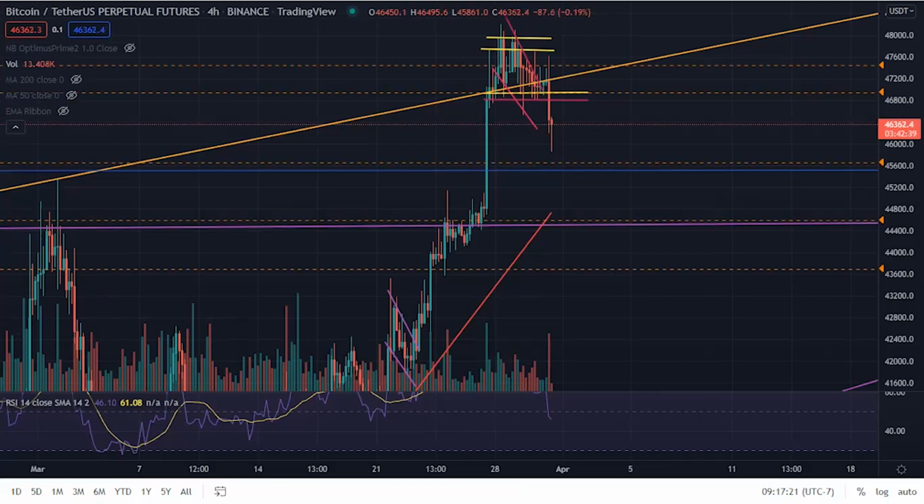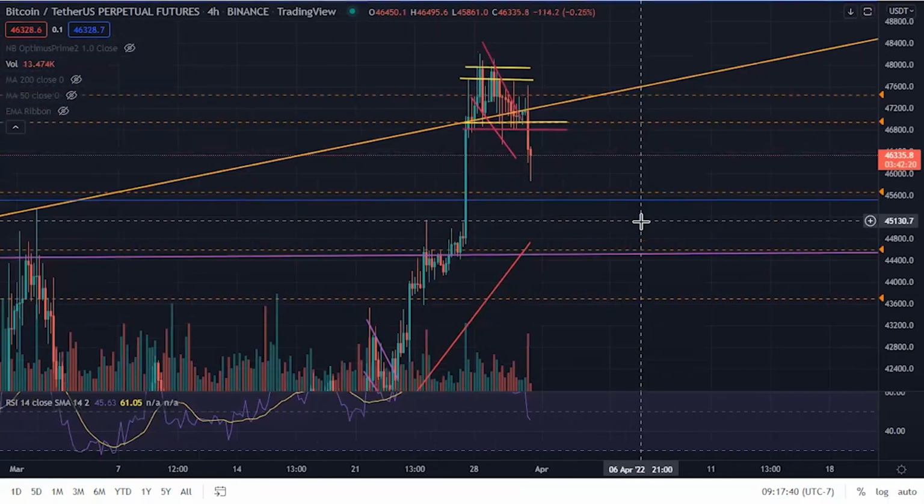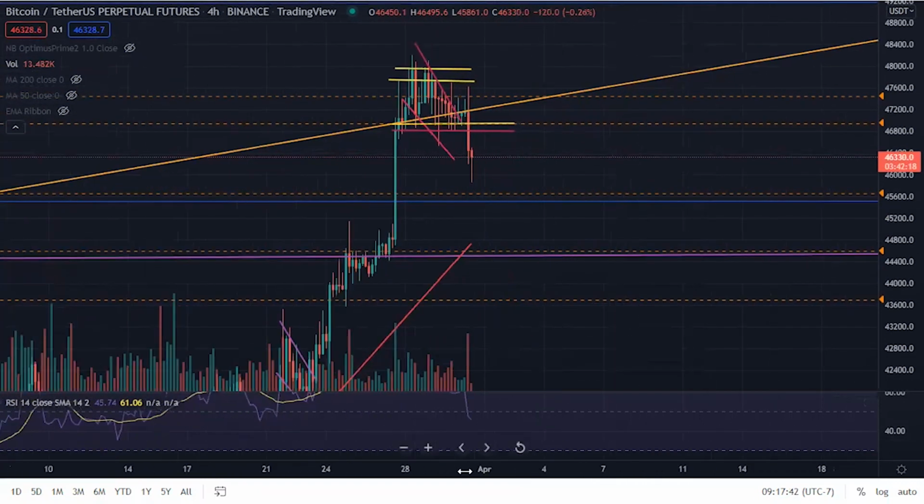Okay, so we're going to take a quick look at Bitcoin today. Let's see what is happening on the Bitcoin price. Right now, I am looking at the 4-hour time frame. And as you can see, Bitcoin is currently trading at 46,300, okay? And it seems to be falling right now. Now, I'll tell you exactly why that is happening.